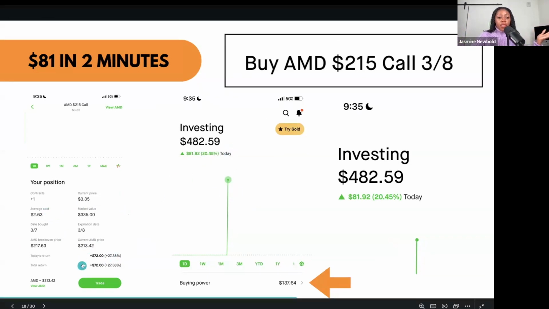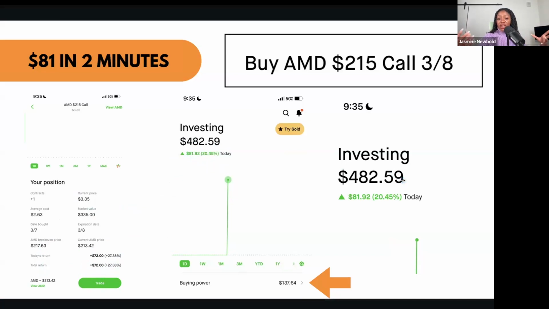We're going up. 27%. I closed it out a little bit more than that because, as you can see, for the account, I'm up $81. And on this contract, I'm up $72. So by the time I closed it out, it was worth $81 profit. And that's how my account got up $81.